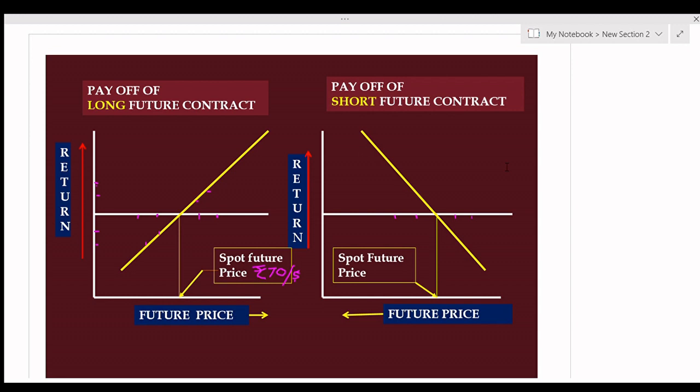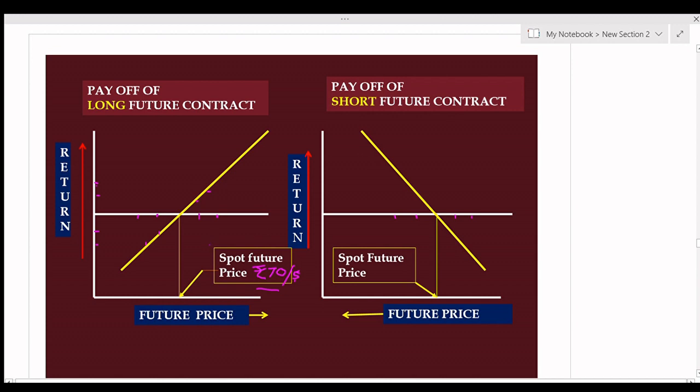Today is the 9th session. Last day I discussed future contract long and short. Today it will be continued. You see two diagrams, one for payoff of long future contract and one for payoff of short future contract. Let us take the spot future price as rupees 70 per dollar.